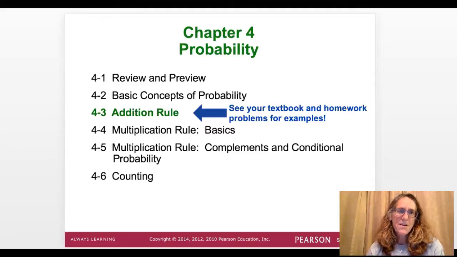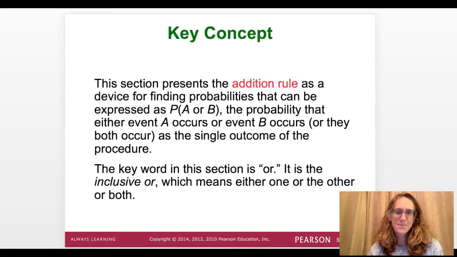First of all, the key concept is that the addition rule is for finding probabilities of one event or another event. Probability of A or B, the probability that either A occurs or event B occurs or they both occur. It's always the inclusive or, one or the other or both.